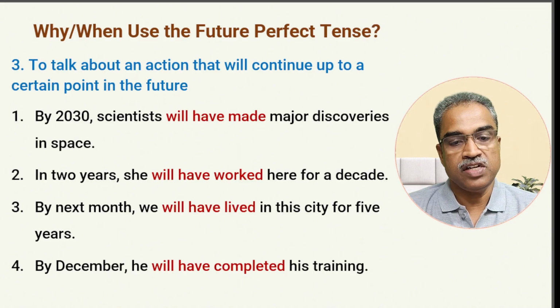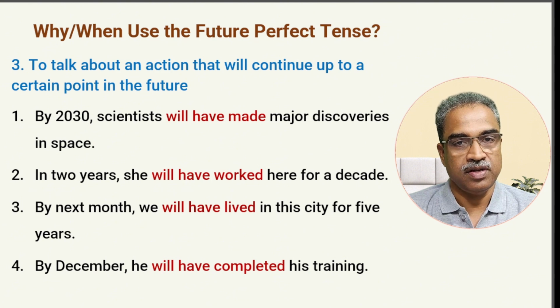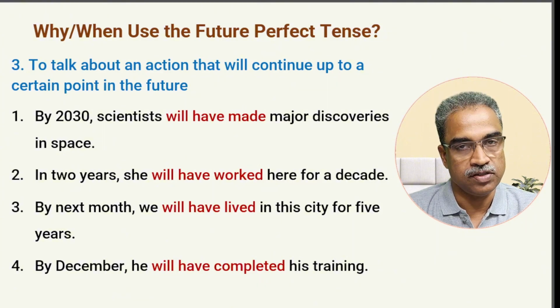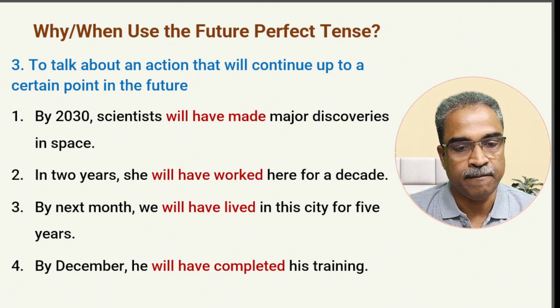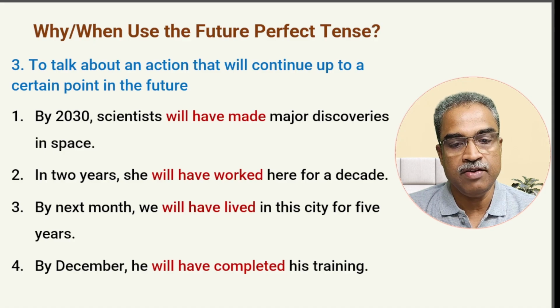Next, in 2 years, she will have worked here for a decade. Decade means 10 years. 1 decade is equal to 10 years. So in 2 years, she will have worked here for a decade. That means how many years has she worked now? 8 years. 2 more years, 8 plus 2, 10 years. So in 2 years, she will have worked here for a decade, for 10 years. Next one, by next month, we will have lived in the city for 5 years.